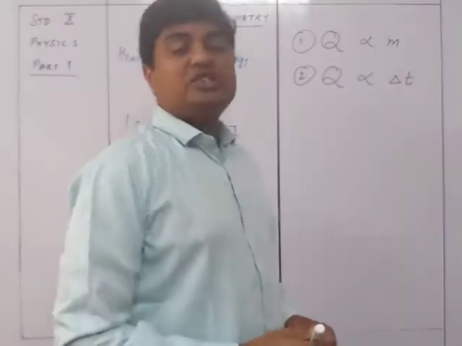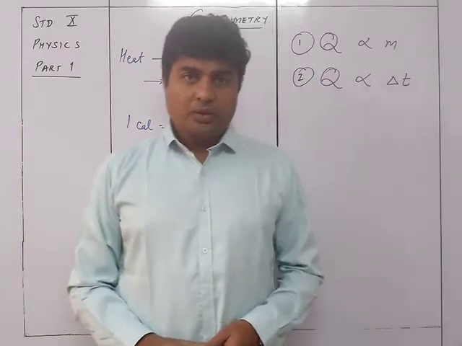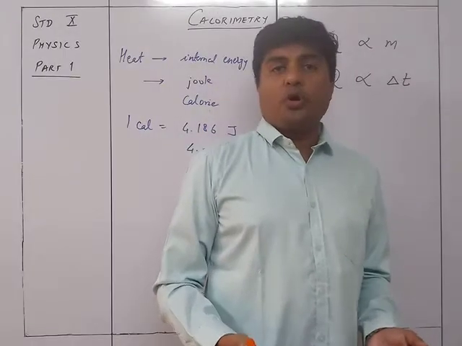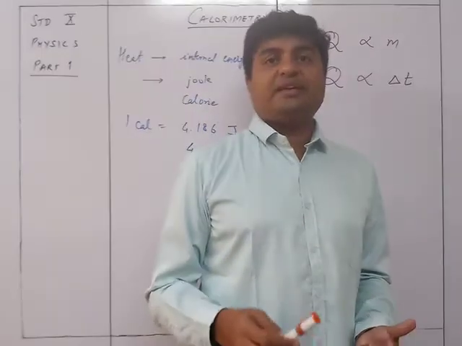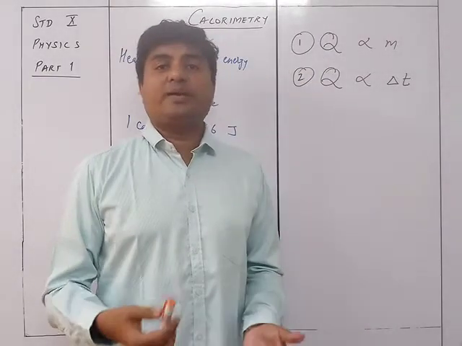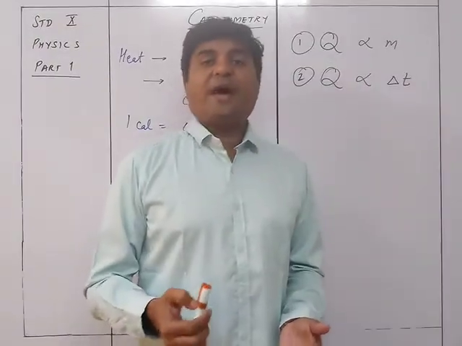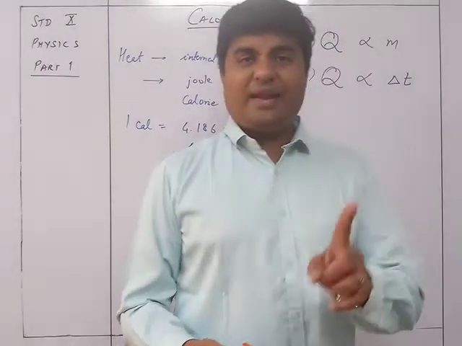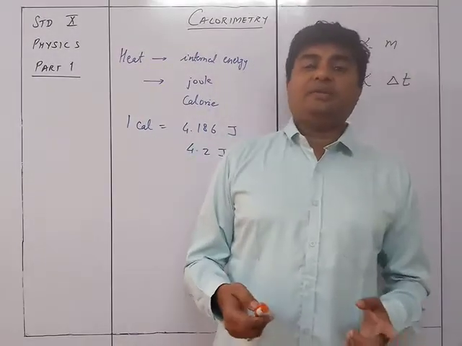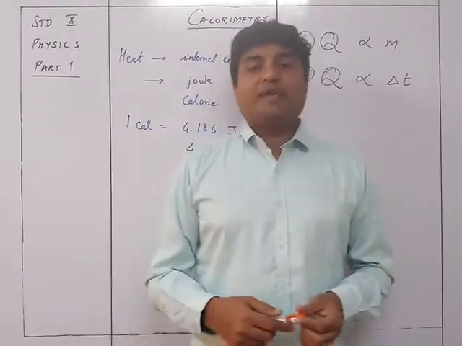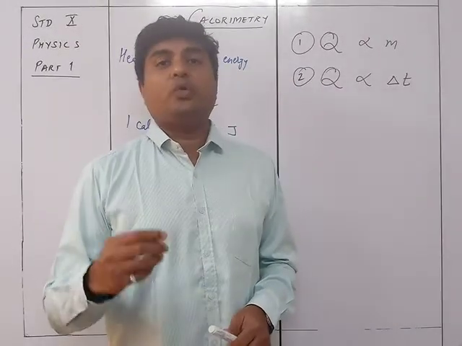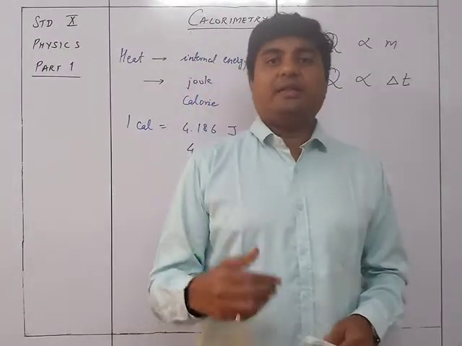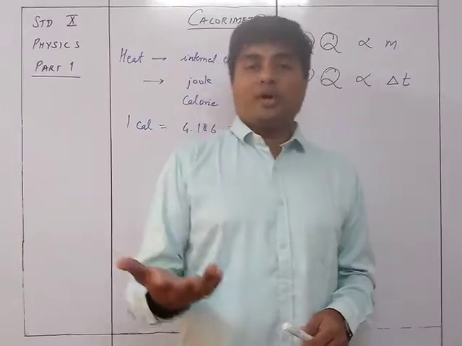What is delta T? Change in temperature. So if the change in temperature is more, the heat energy required is more. If the change in temperature is less, the heat energy required is less. So if I am going to heat something by 1 degree Celsius, then the amount of heat energy required is, suppose, 1 kilocalorie. The same thing, if I'm heating it by 2 degrees Celsius, then the amount of heat energy required will be 2 kilocalories.